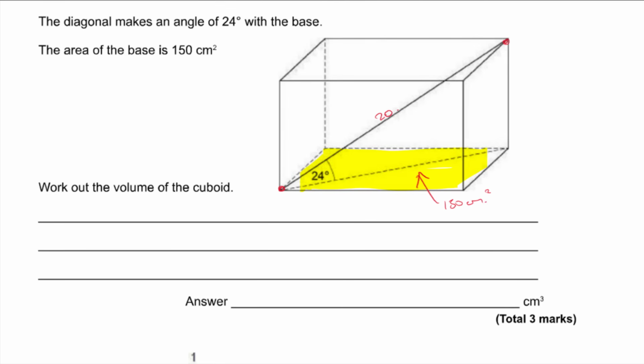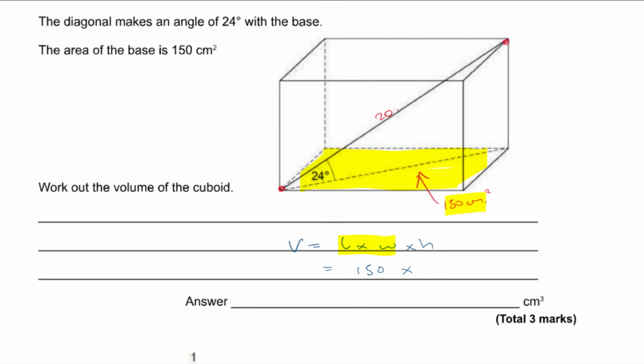Now to work out the volume of a cuboid, you need length times width times height. We've already got the length times width because we've got the area of the bottom, and the area of a rectangle is length times width, isn't it? So if the volume is equal to length times width times height, then the yellow bit is already the length and the width. That's the amount here that we said is 150. So those two bits together is 150. All we really need to do is work out H, the height of the cuboid.